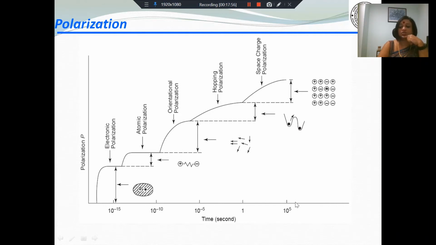1 second to the order of 10 to the power 5 seconds. We are talking hours here. We are talking days here. We have space charge polarization, which we have already discussed. And within space charge polarization, you can cover all this hopping polarization and space charge polarization. These are all very slow processes.